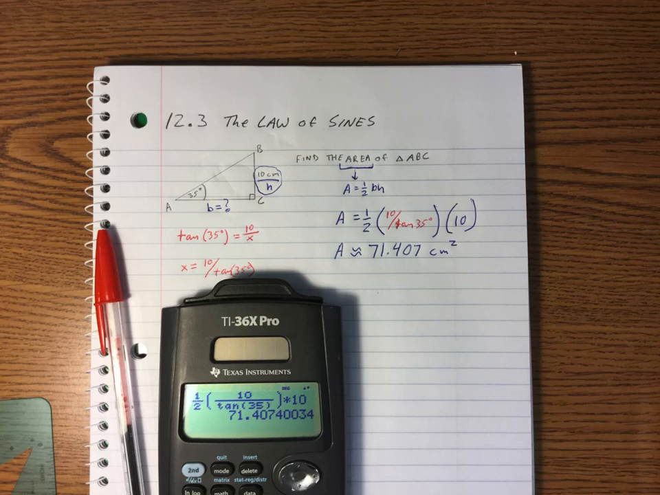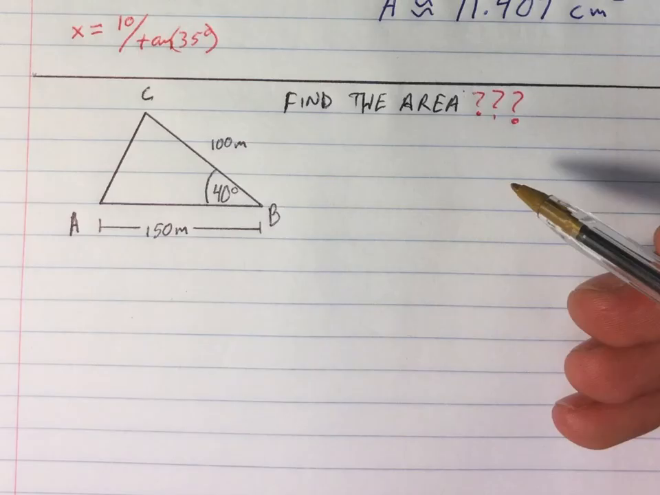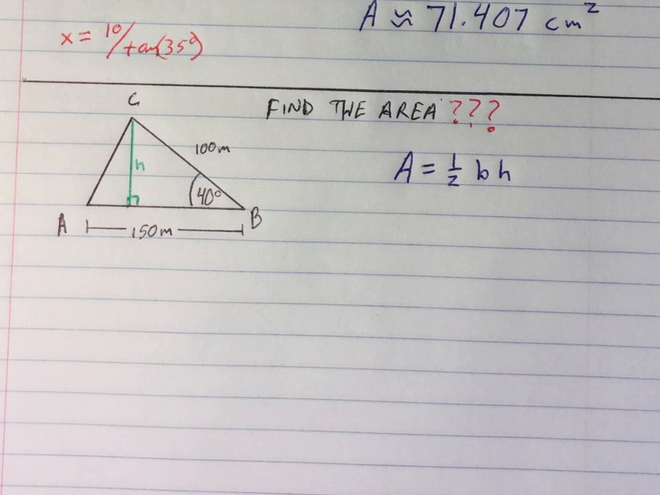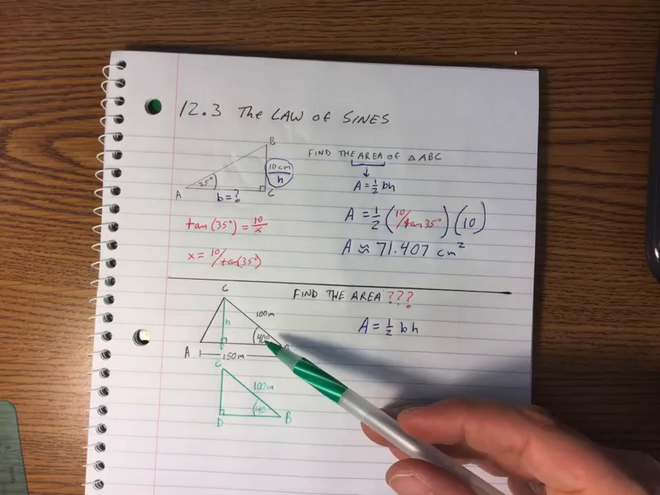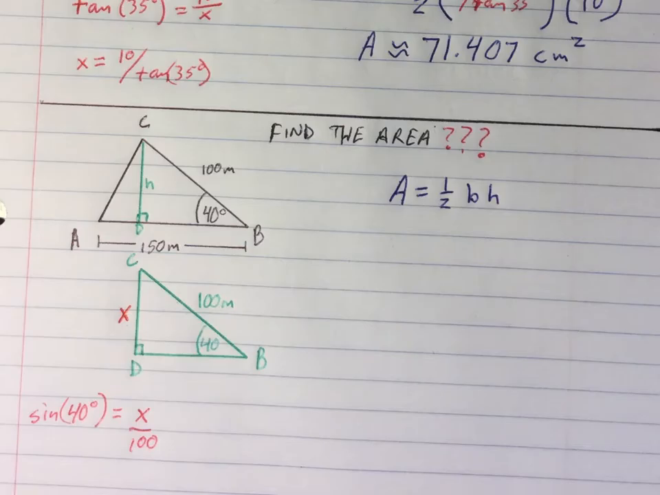What is new is, what if we want to find the area of this triangle? That triangle does not have a right angle in it, but we can still use the ideas of trigonometry to help us solve. The key is to drop an altitude, let's say through C, and then that right triangle, if we drop it down, is one we can solve using trigonometry.